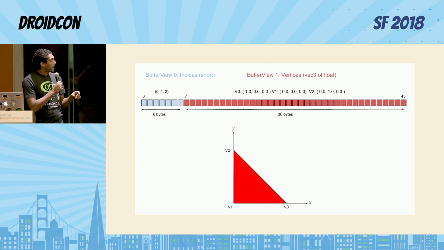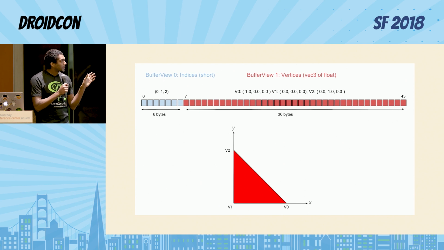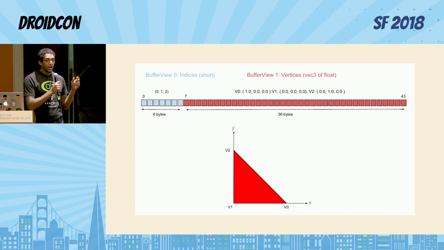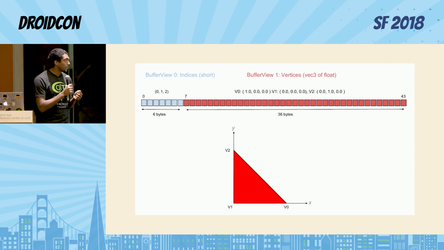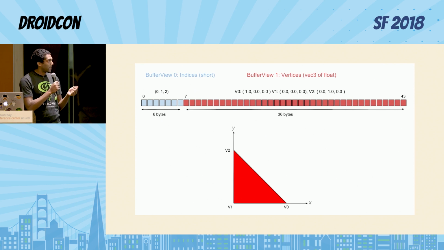So in this case, we're going to allocate 6 bytes, and we're using 2 bytes for shorts. So there's going to be 3 entries, and it's just going to say, look at vertex index 0, look at vertex index 1, look at vertex index 2. So that's the first 6 bytes. And then the next 36 bytes are just going to describe the actual vertex positions in 3D space. So it's going to be a vector of 3 floats. So in total, it's going to be 36 bytes.